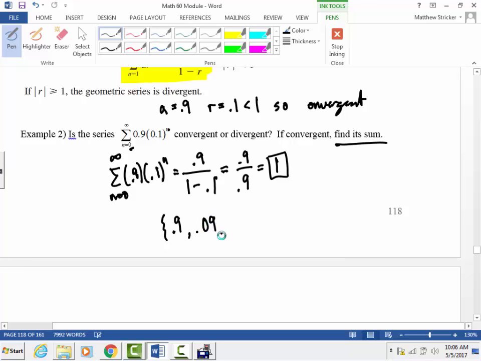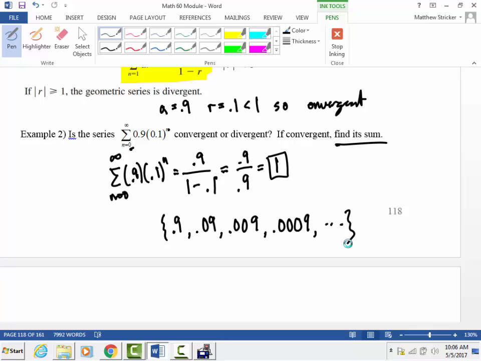0.09. Next one is 0.009. Next one is 0.0009. Because each time we're multiplying by 0.1, right? Now what happens if I add up all these terms? 0.9 plus 0.09 plus 0.009. What if I add them all up? Can you see why the sum is 1? Because this plus this plus this plus this is basically 0.999999999. Okay?